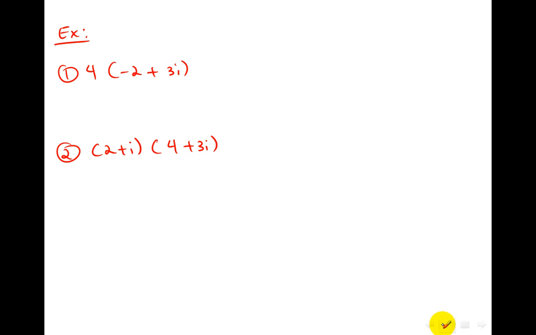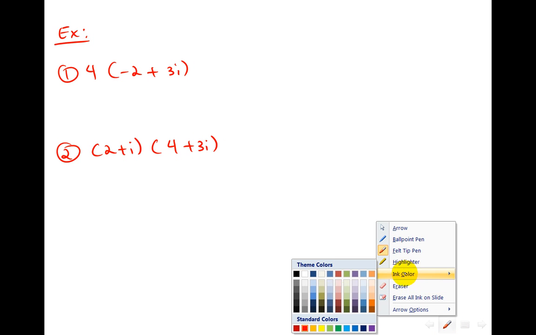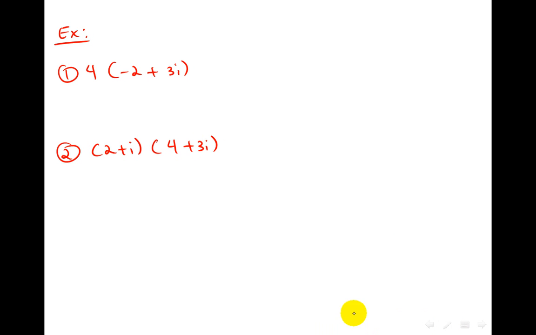Okay, here I gave you two examples. Let's try to solve them together. The first one is saying 4 multiplied by minus 2 plus 3i. Just here distribute. 4 times negative 2 will give you negative 8, and 4 times 3i will give you 12i. So it will be minus 8 plus 12i.